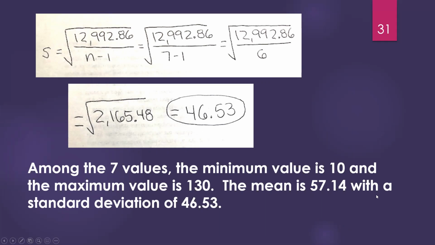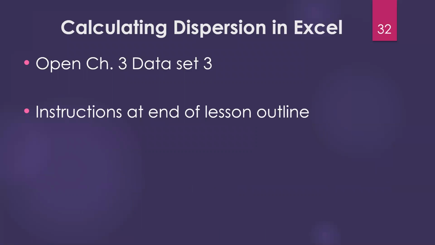The mean is 57.14 with a standard deviation of 46.53. So hopefully doing this as an extra practice, you're starting to feel a little more confident about calculating standard deviation on your own. If not, go back and watch both of these parts in the lesson again. And then after you do the classwork, I think you'll be feeling a good bit better.